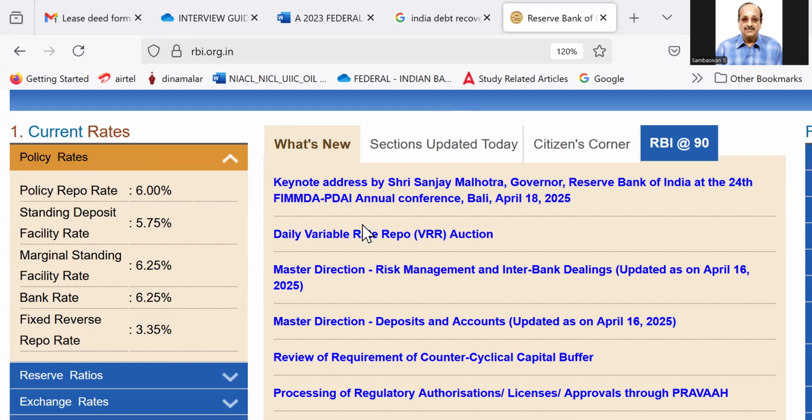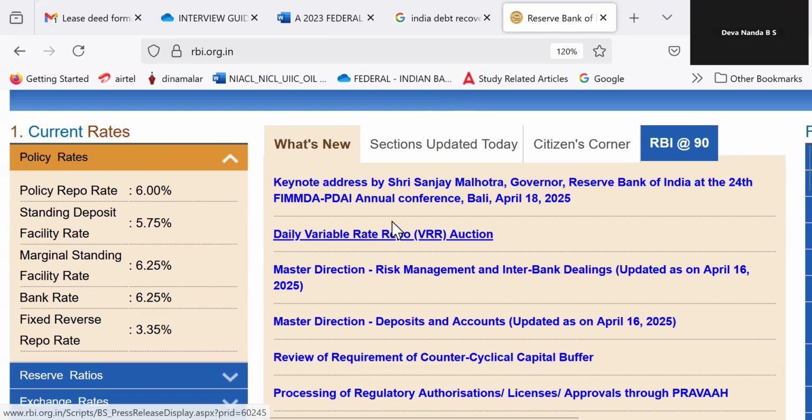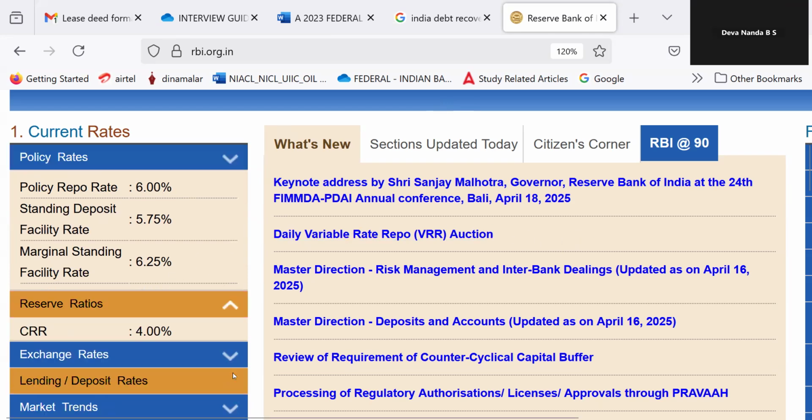Policy rates. Policy repo rate 6%. Standing deposit facility rate 5.75%. Marginal standing facility rate 6.25%. Bank rate 6.25%. Fixed reverse repo rate 3.35%. Continue.